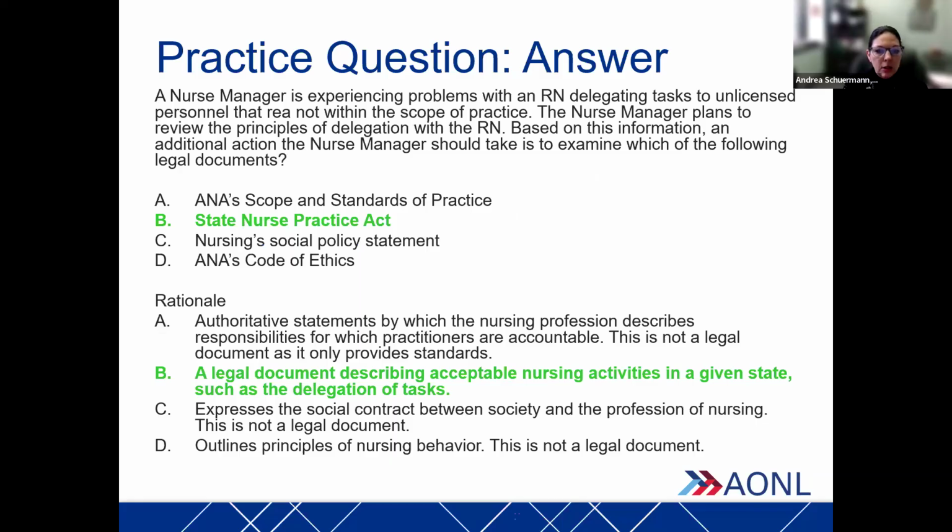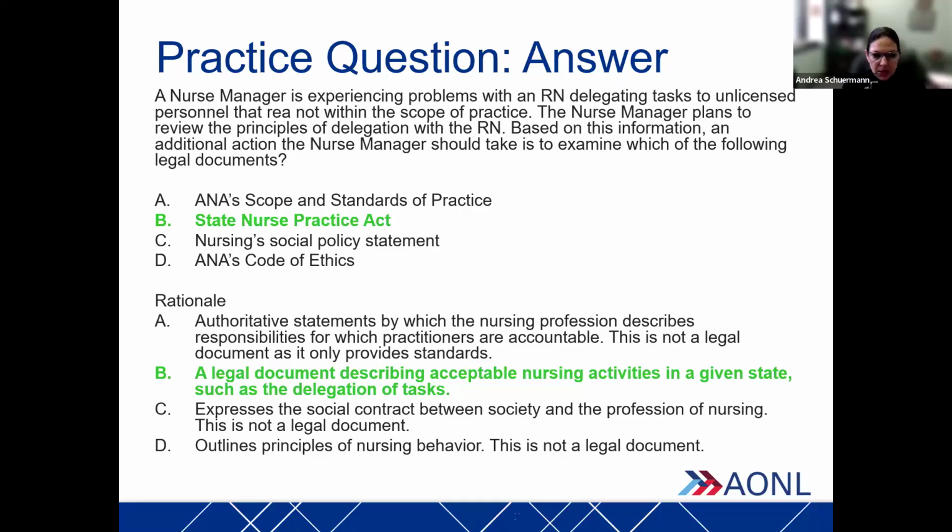So we're looking at legal documents that are really going to help us understand the delegation of the RN. The ANA Scope and Standards of Practice really provides us authoritative statements on the nursing profession. It's not a legal document, and I think that makes it distinctly different from some of the other options. It provides us a framework to work from as a nursing profession, but not a legal document that provides standards. The State Nurse Practice Act is specifically a legal document that guides acceptable nursing practice in a given state, and so that really talks about delegation of tasks.